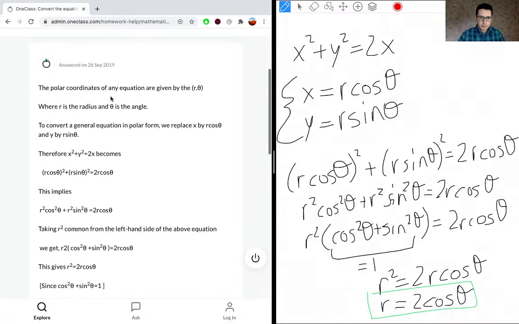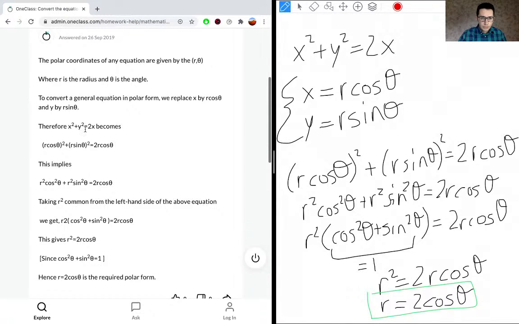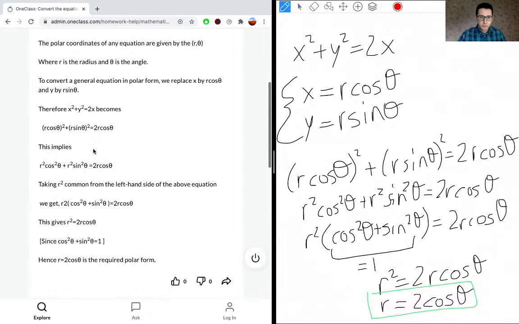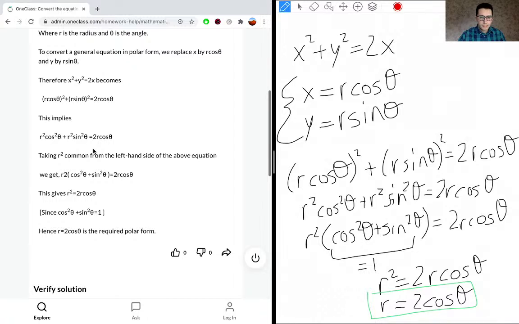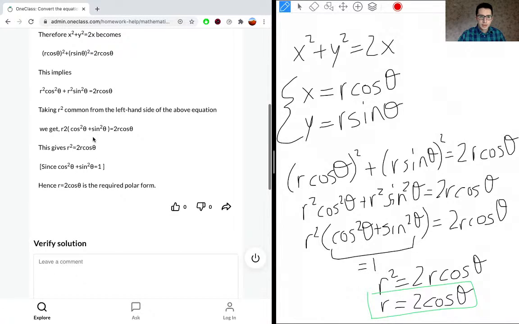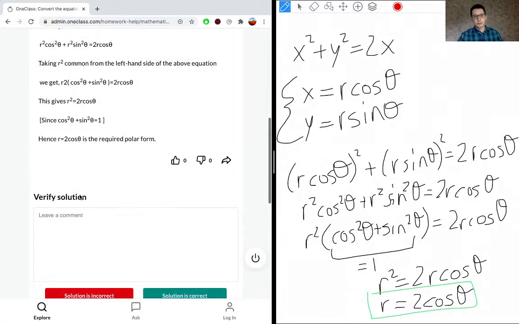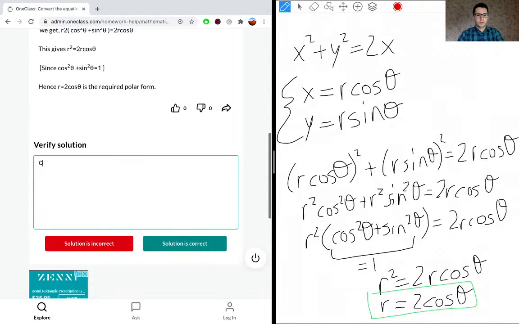So we'll look at the attempted solution. They do the correct substitution for x and y, and they simplify it down using the trig identity to get r equals 2 cos theta, and this is the correct form. Correct answer. Great job.